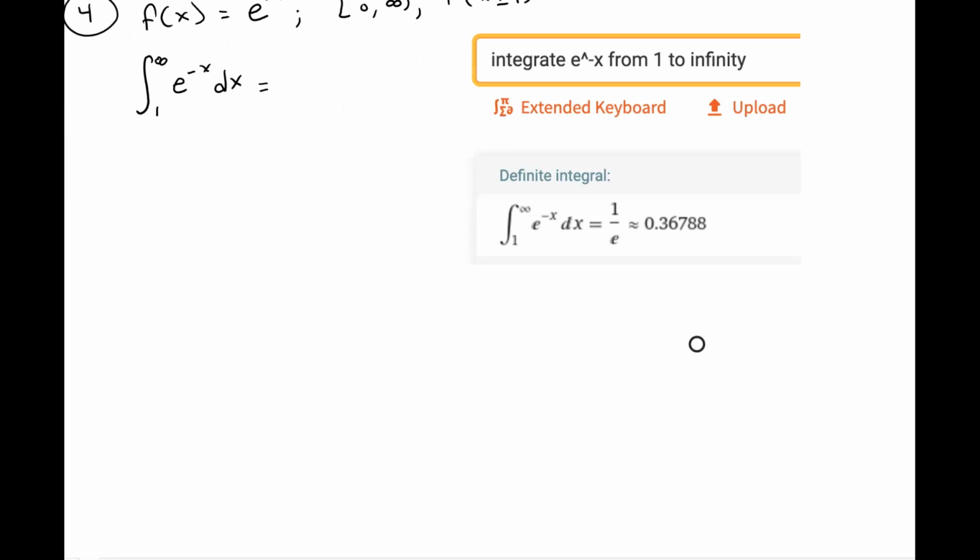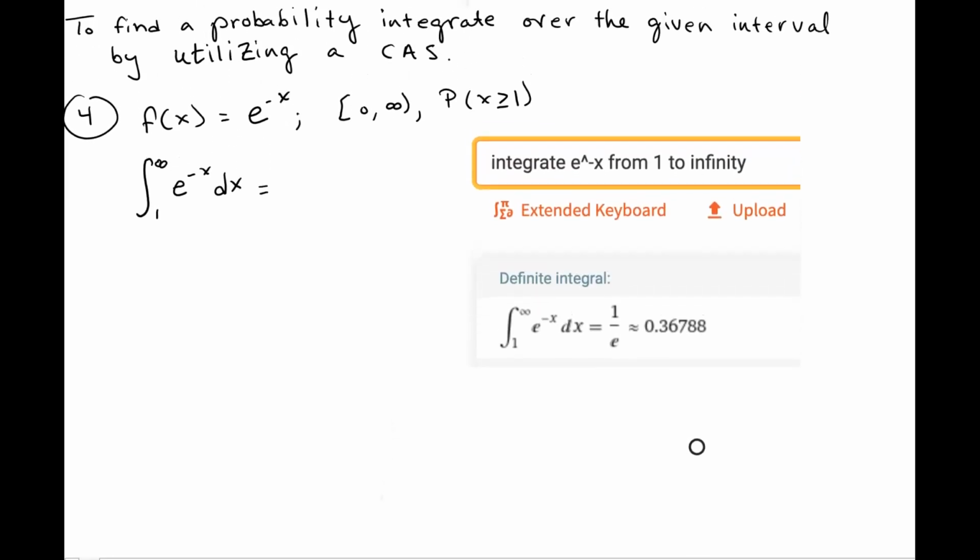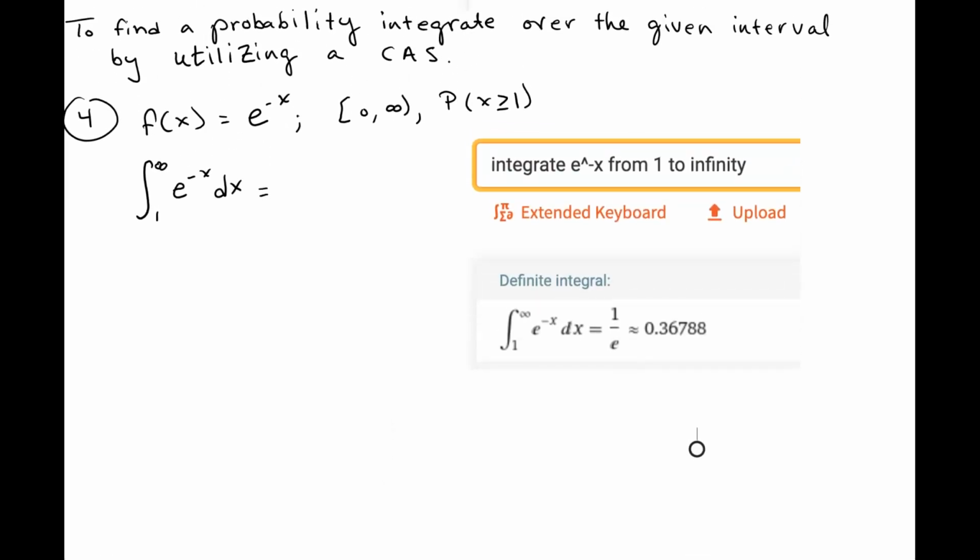Okay, so here is what Wolfram Alpha has to say. For e to the minus x integrating from 1 to infinity, we get roughly 1 over e, which is 0.36788. I'm going to say rounded off, 0.3679, 4 significant figures there. So the likelihood of a value being greater than or equal to 1 is roughly a little over 36%. And that's how we interpret this result.